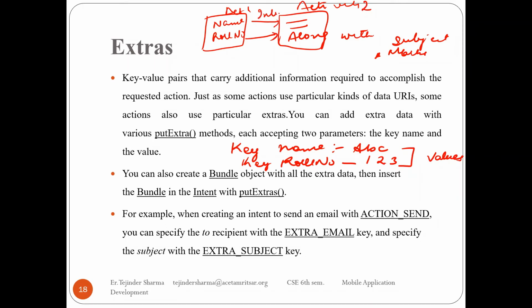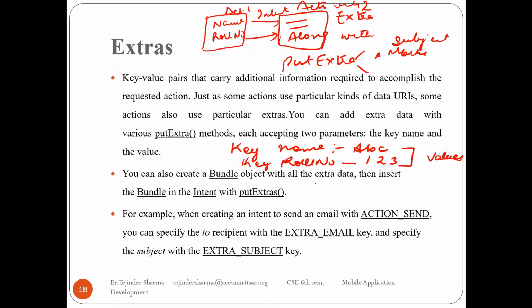So intent will carry the data from one activity to another using the method called extra. Using the put extra method, you can display the name and roll number on activity 2. See, the put extra method accepts two parameters, name and its value. So two parameters will be accepted. Name is ABC and roll number will be 123.